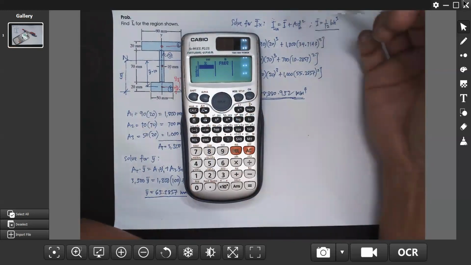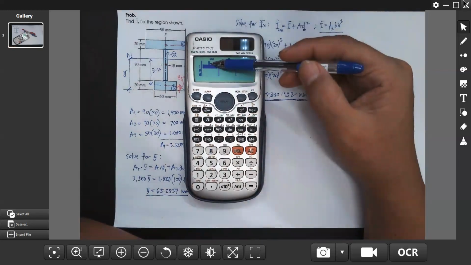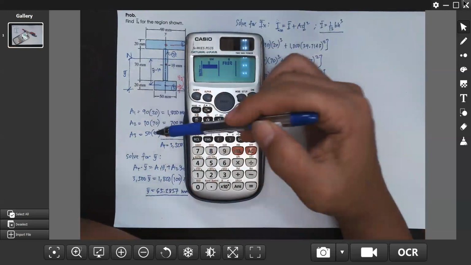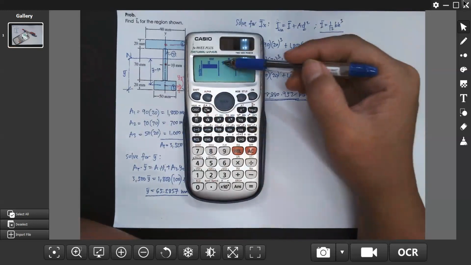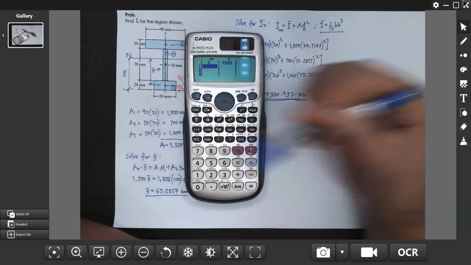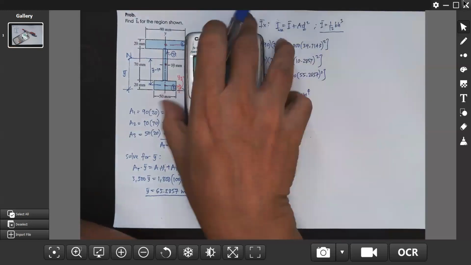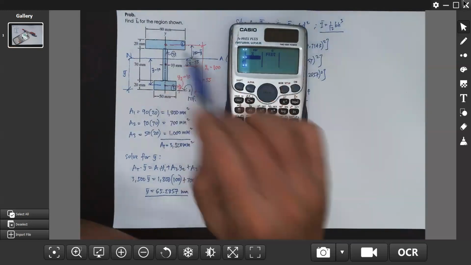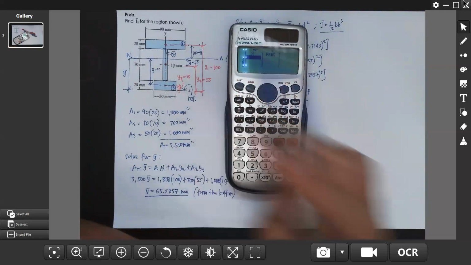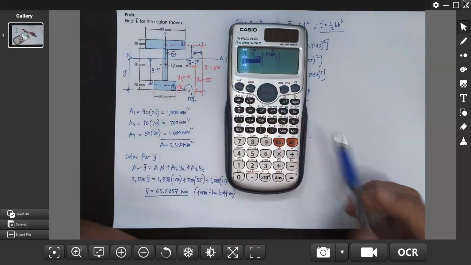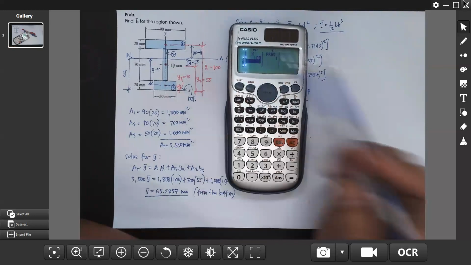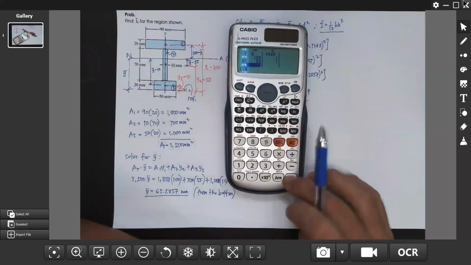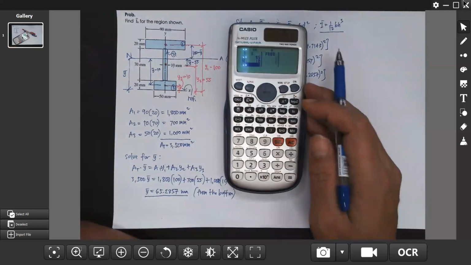Now, let me explain. The X in the calculator is equivalent to the Y distance, and the frequency is equivalent to area. So, input now. For element 1, Y is 100. Element 2, it's 55. And then element 3, it's 10.